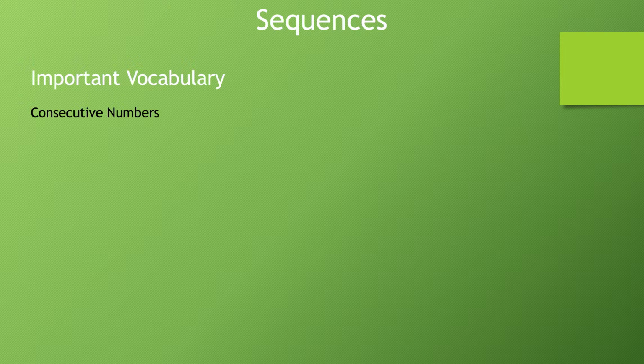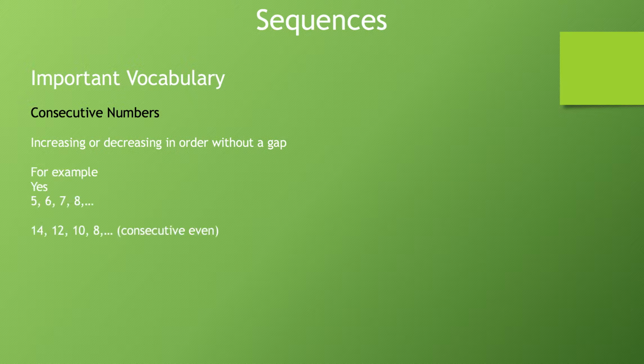Consecutive numbers. What does that mean? It's increasing or decreasing in order without a gap. So, for example, we have these two that work. 5, 6, 7, 8. There's no gap in between the numbers, and they're all increasing at the same rate or pattern. Now, if you look at the second example, 14, 12, 10, and 8, they are decreasing, and they are missing numbers, but they all have the same gap. Because they're going down by even numbers, it still works as consecutive, because it's consecutive even.